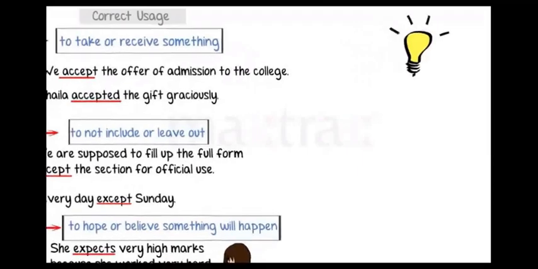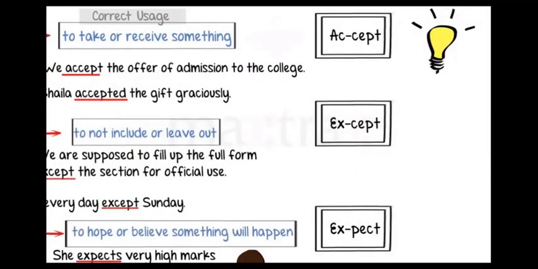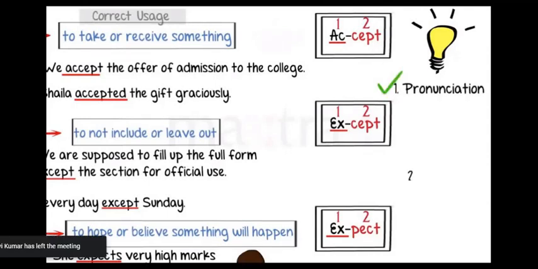A quick trick is to put the stress in the first part of the word and then say the second part. Accept, except, expect. This will make your pronunciation correct, and associate the correct meaning as you write or say the word.